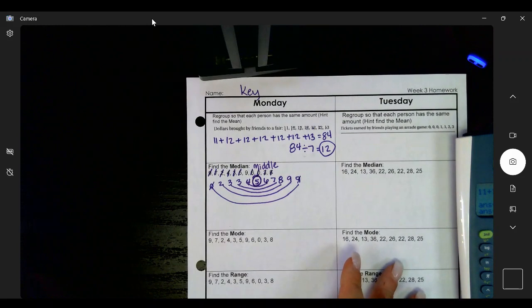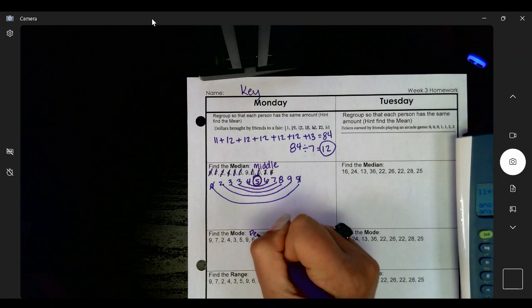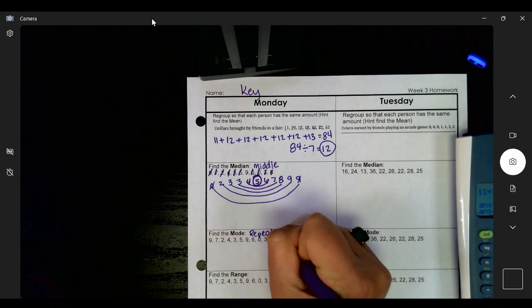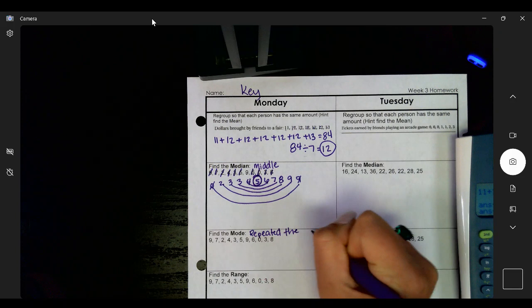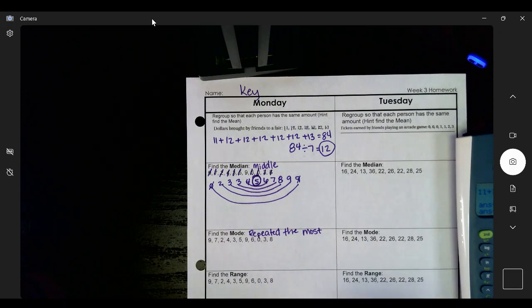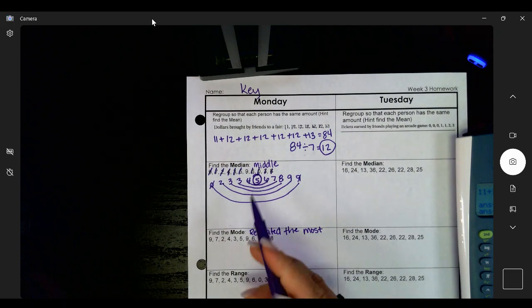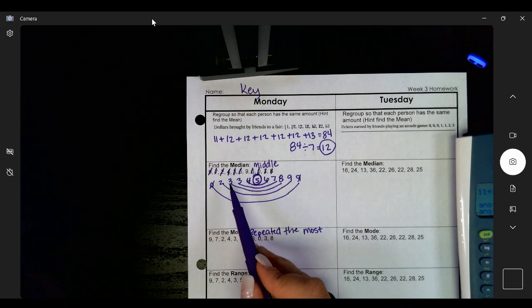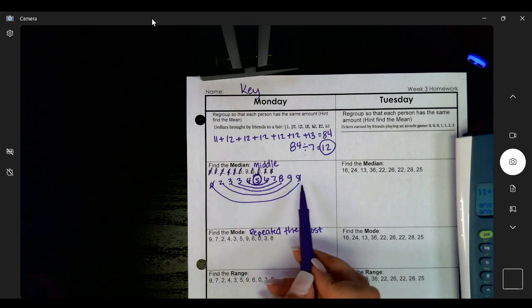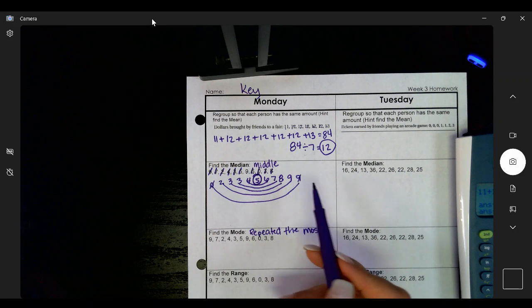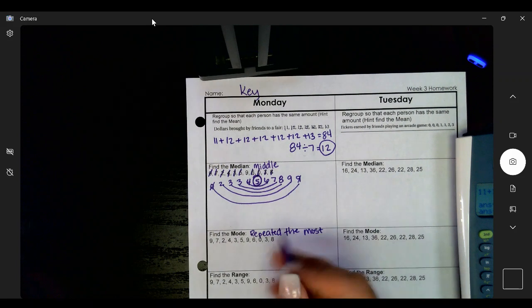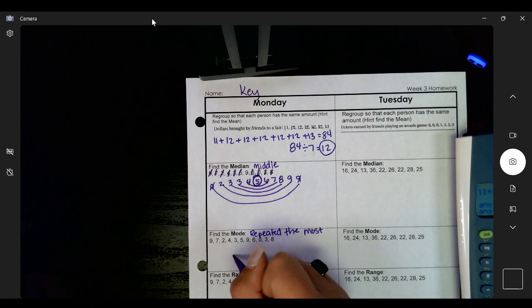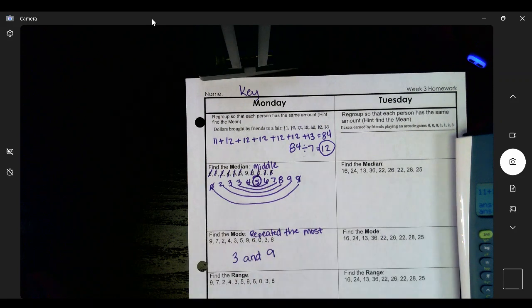Mode means that it's repeated the most. So we want to look and see what number is repeated the most here. And I'm going to go back up to my list where I have them already in order because it's kind of easier to see it that way. I'll notice that I have 2 3s and 2 9s. So what's my mode? Well, we haven't really talked about this in class, but your mode would actually be both of them. Your mode would be 3 and 9. Okay?